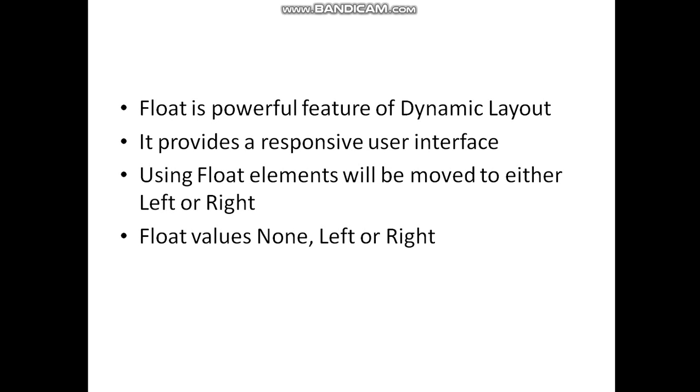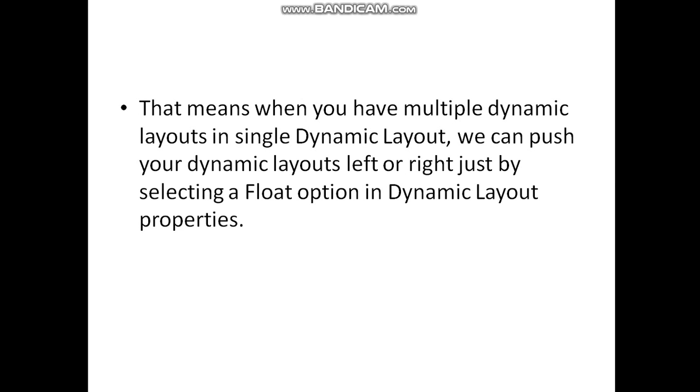So the float values can be either none, left, or right. You can choose the values based on how you want to push the dynamic layouts to either the left side or the right hand side. That means, suppose we have one dynamic layout that contains multiple dynamic layouts and you want to adjust the dynamic layouts inside the dynamic layout. Using the float option, you can push the dynamic layouts either left hand side or right hand side. It is pretty easy from Pega 7 onwards.